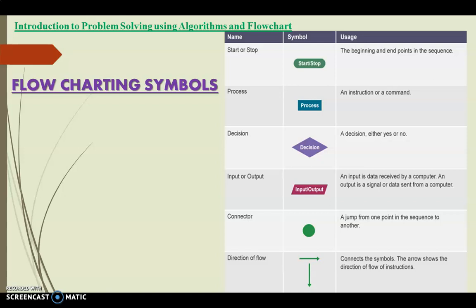Flow line means every symbol should be connected. So after step 1, step 2, after step 2, step 3, like that we are connecting all the symbols with the help of arrow keys. Either it may be down arrow, up arrow, left arrow, right arrow, based on the sequence. Sometimes selection and looping operations, you have to use different types of flow lines. That we can see in coming problems.